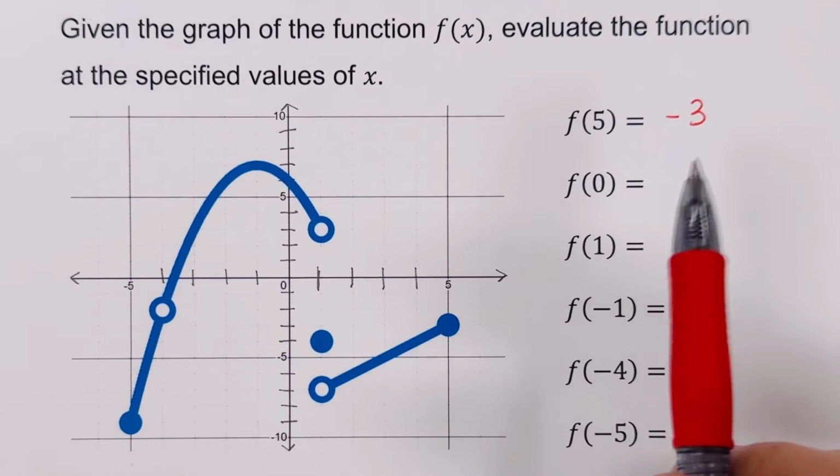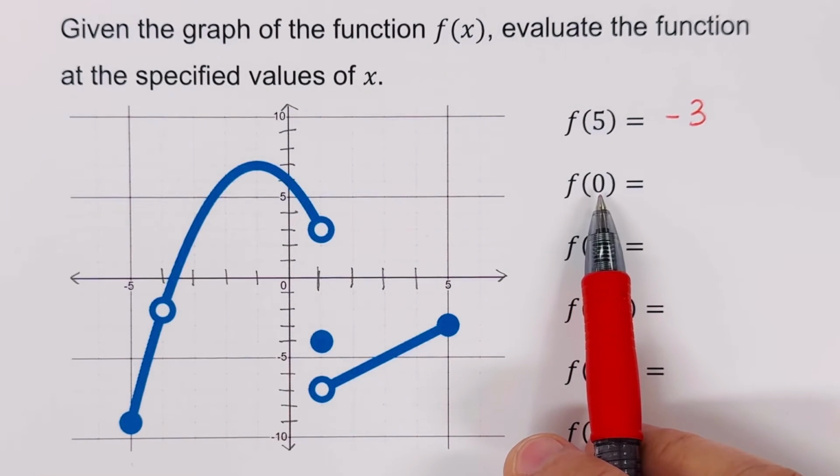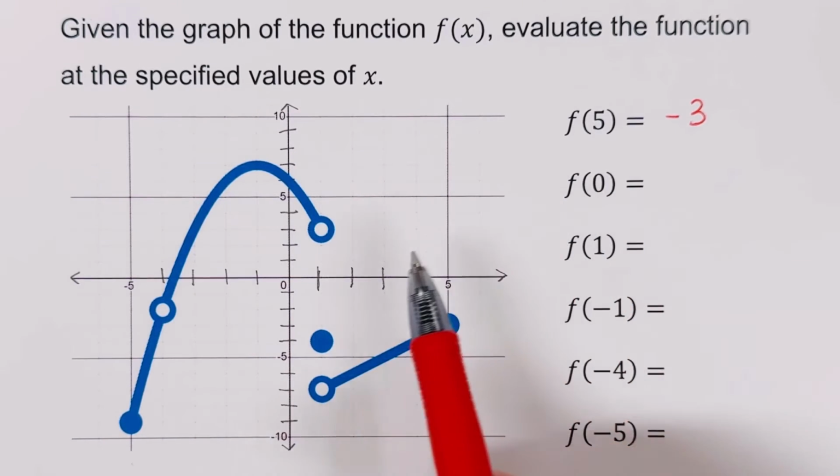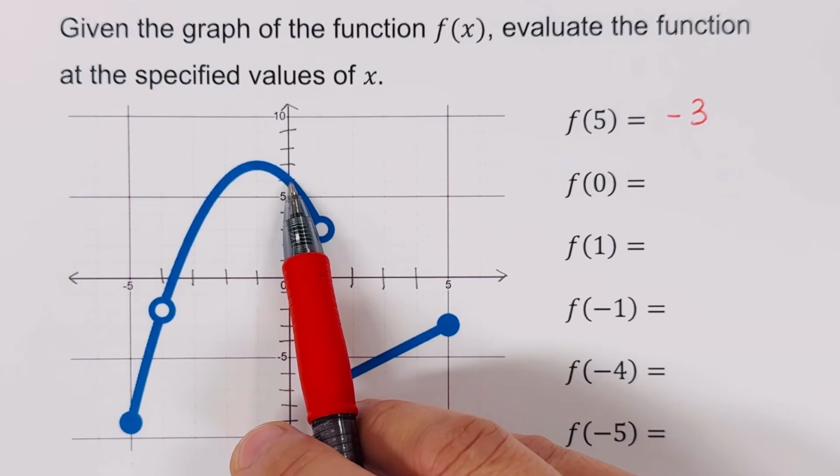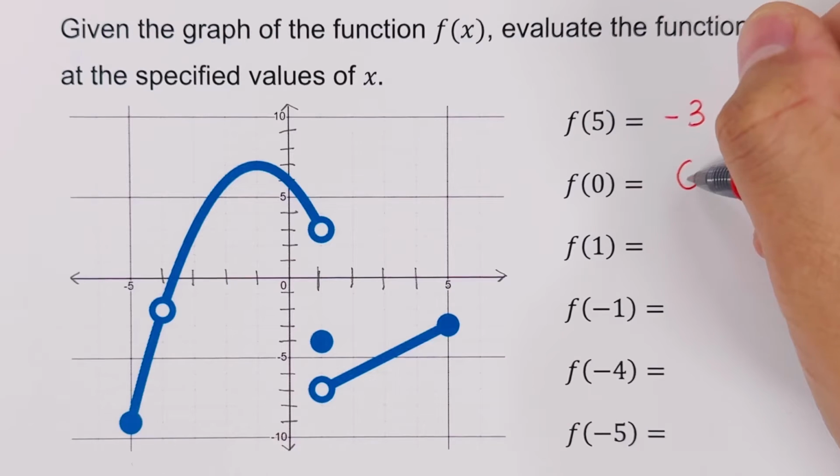The second one here says f of 0. That means if x is 0, what is the y value? So we go to 0 on the x-axis and then look for the y value that matches up with the graph, and that is 6.